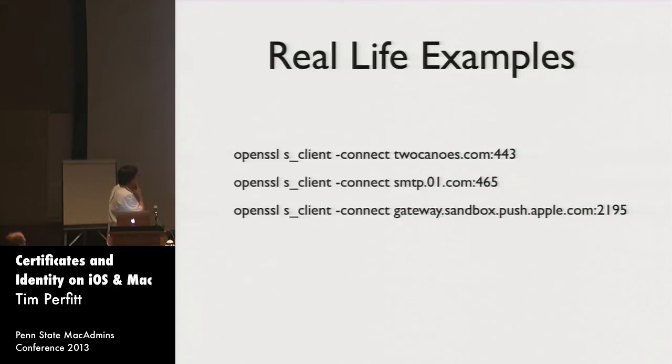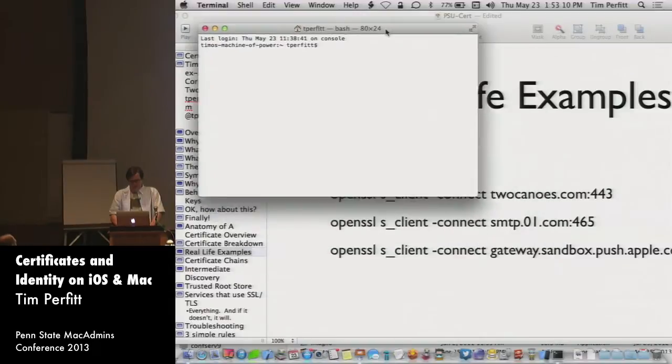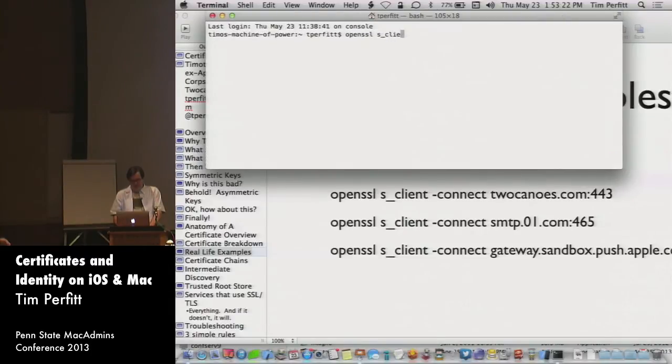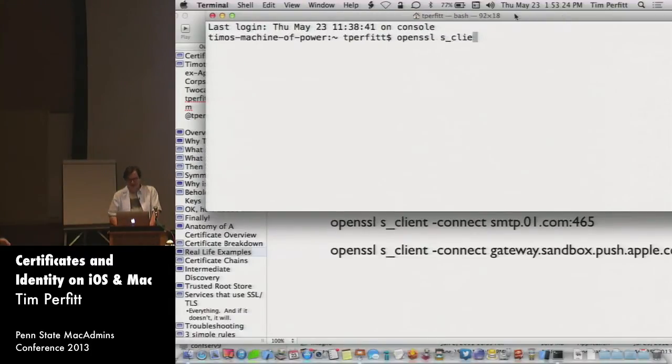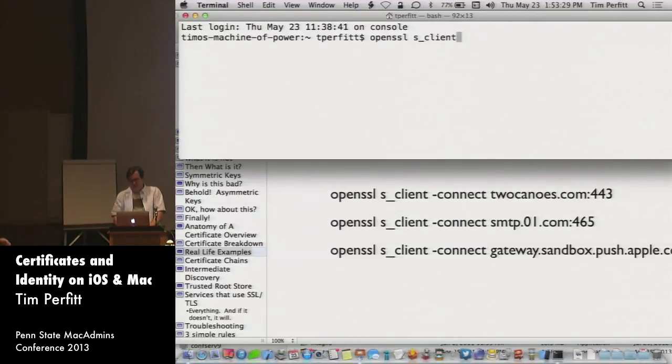So here are some real life examples. Here are 3 of my services, and this is the first tool to be able to troubleshoot a lot of these services, and hopefully my network connection will work. Let me go ahead and open up Terminal. OpenSSL is installed on every Mac OS X system. Let me make this bigger. We actually connect up to our web server.